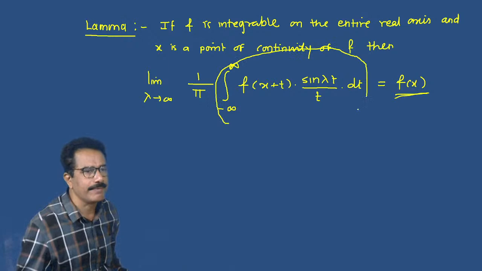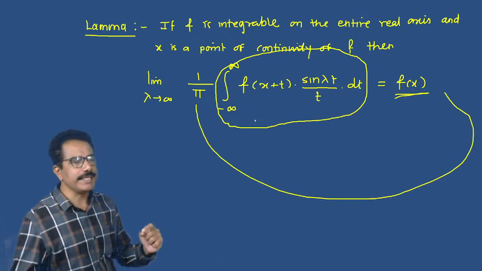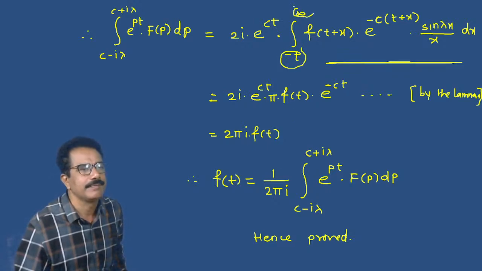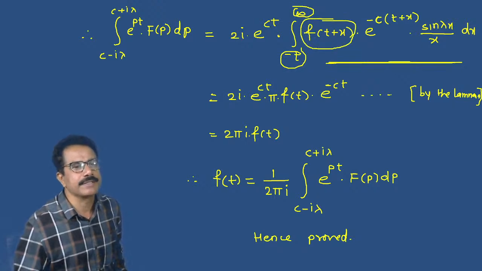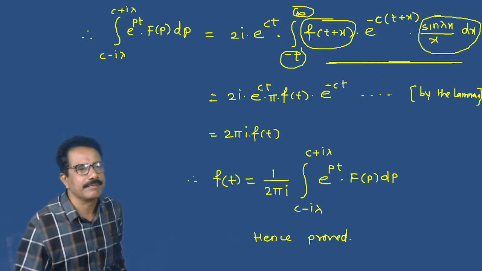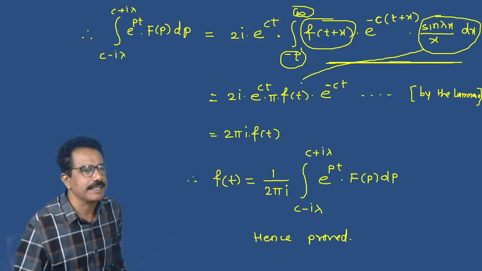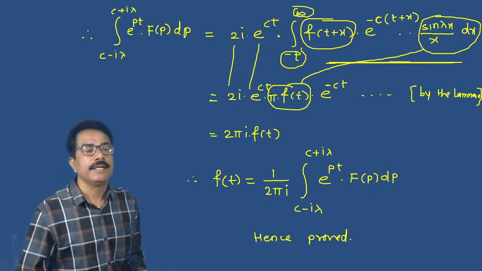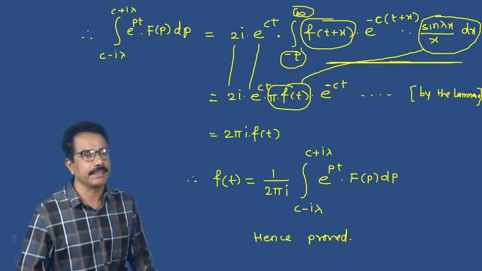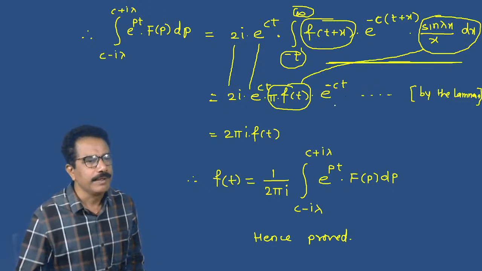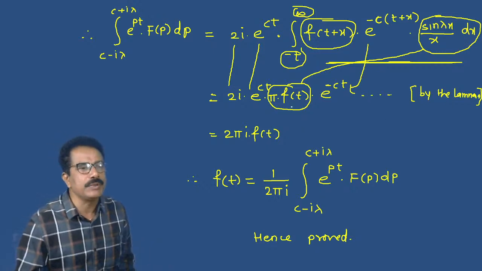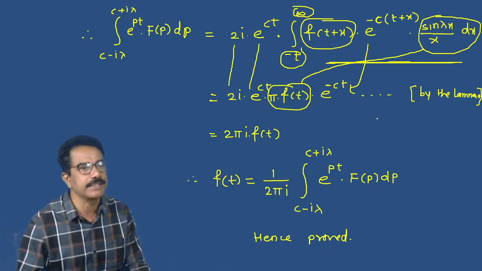Here we have to use this lemma and keep this pi here. So integral from minus pi to plus pi here. So we have to use this integral from minus t to infinity f of t plus x into sine lambda x divided by x, which can be written as, see this, pi into f of t. Keep this 2i as it is, e raised to ct as it is, and when x is greater than 0, t is greater than 0, so we can write here x is 0, so e raised to ct. According to that lemma, we can write pi into f of t. Remaining terms are as they are, and x tends to 0 here.